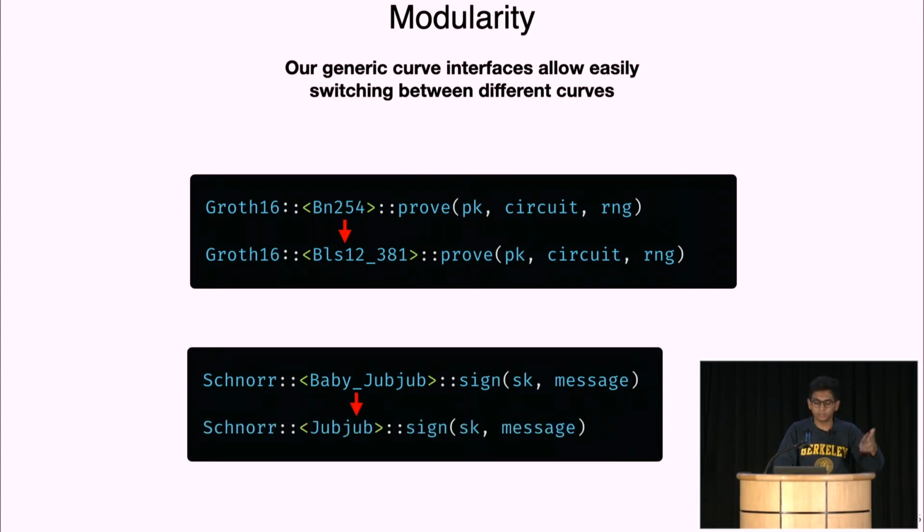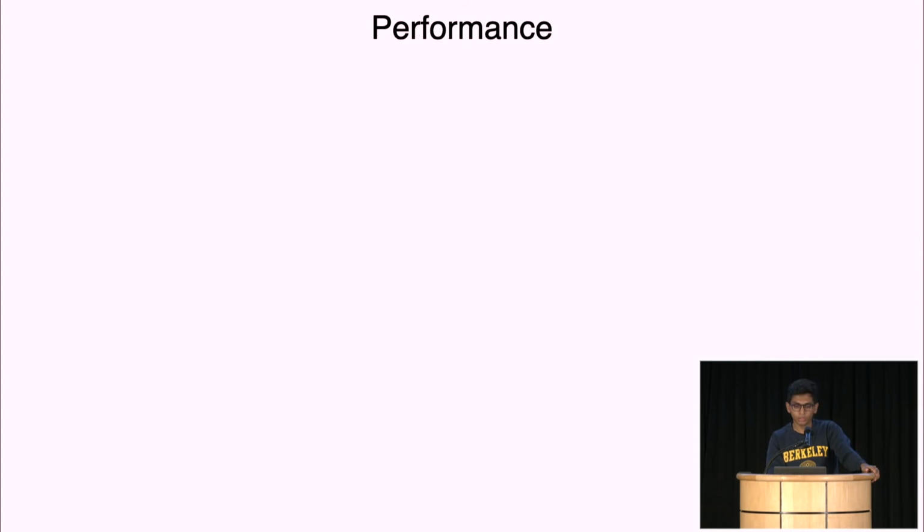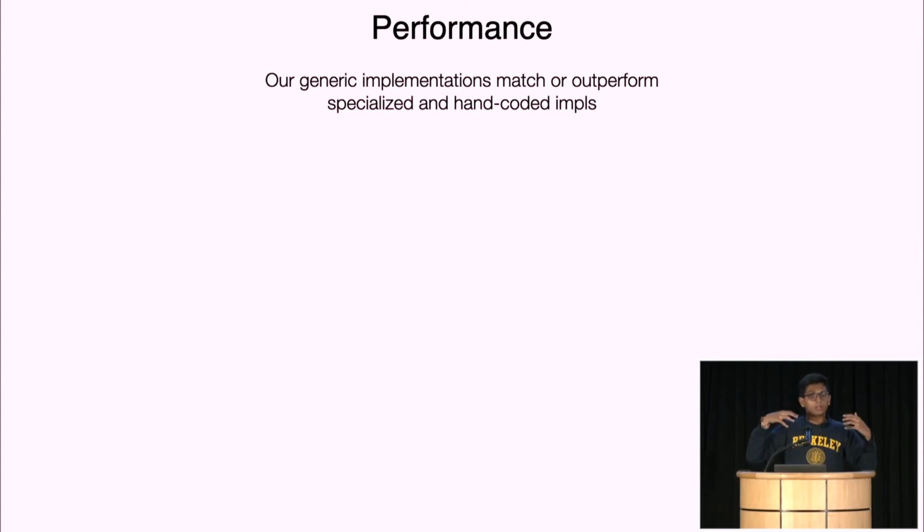Same thing for signing. If you have Schnorr signatures, for example, then switching out the curve there is, again, just changing one type parameter. Okay, so it's very nice to have this modularity and ergonomics in implementing and using these elliptic curves, but does it actually come at the expense of performance?